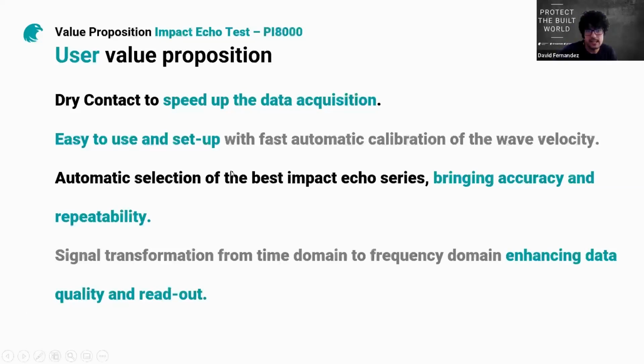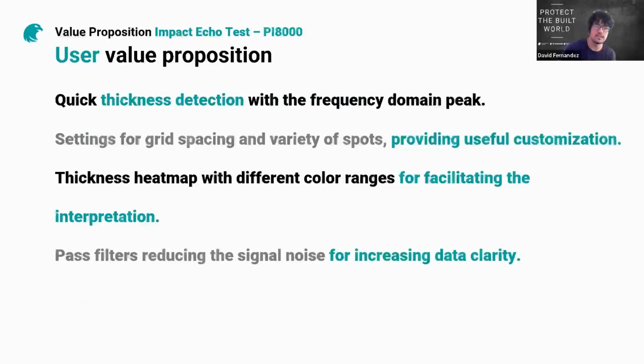Then we have the automatic selection of the best impact per area that brings you accuracy and repeatability, and also the signal transformation from time domain to frequency domain. Again, this is really useful to help you understand the data better. Then the quick thickness detection, also with the dominant frequency peak, is very useful for quick testing.